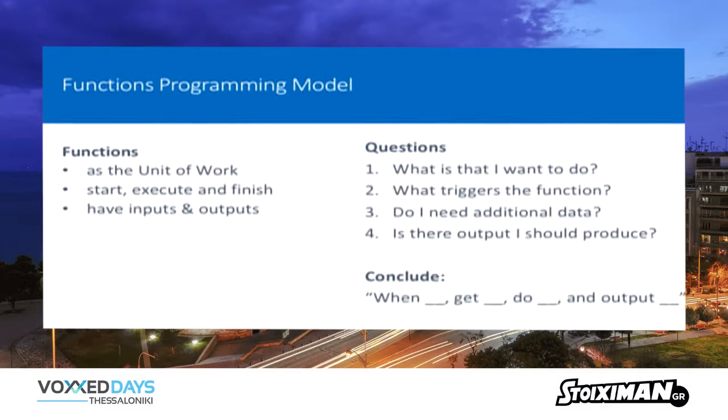When you start working with functions, you have to answer four simple questions. The first one is, what do I want to do? What am I going to do with that? The second one is, what is the event that will trigger my function? The third one is about data. Do I need any additional data, input or output? And the fourth one is, what will be the output that my function will produce? So concluding, you can keep in mind a simple phrase: when something happens, get this and this, do that, and output something.